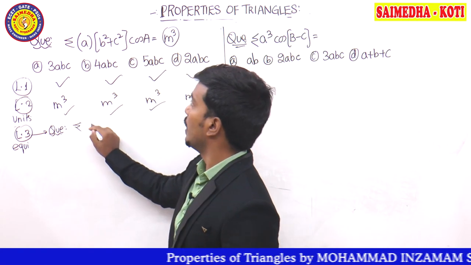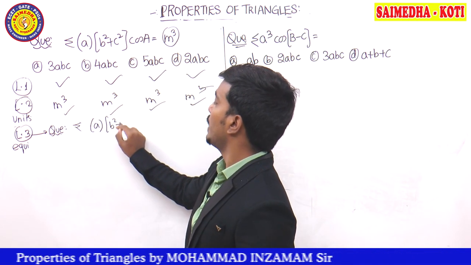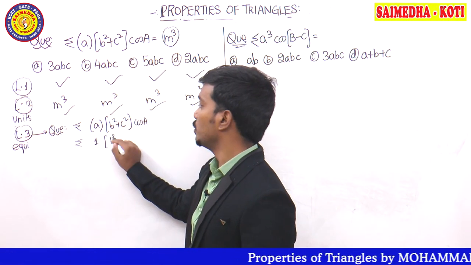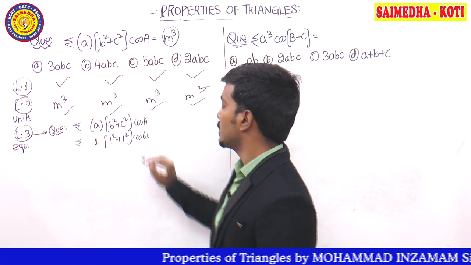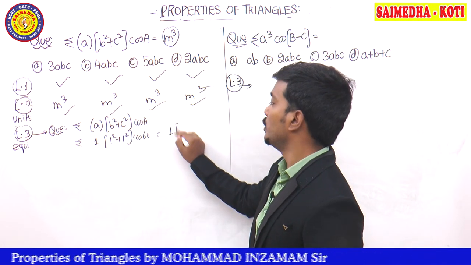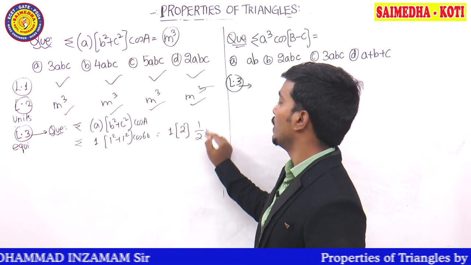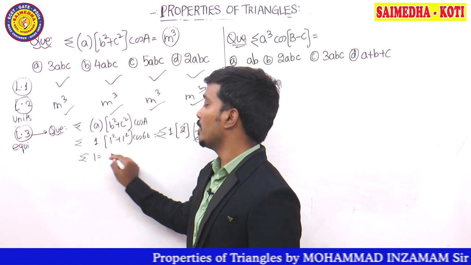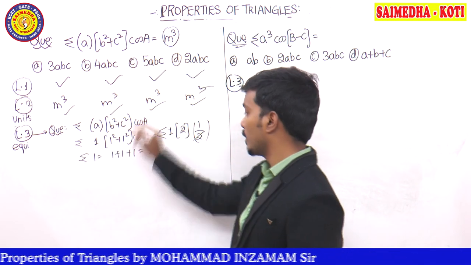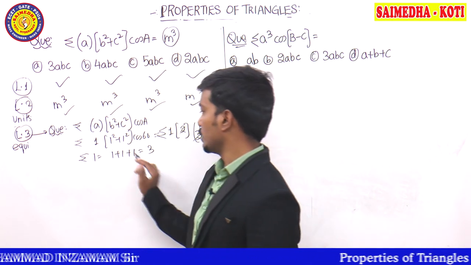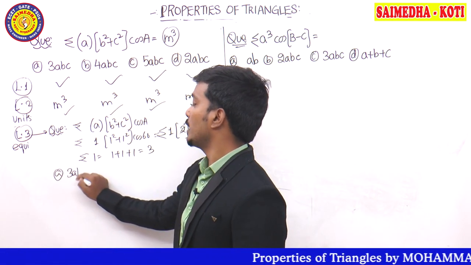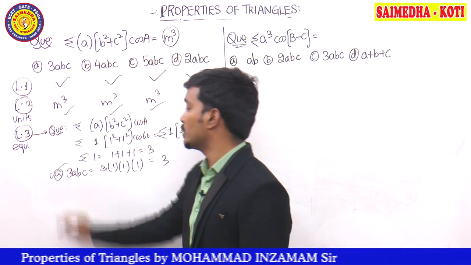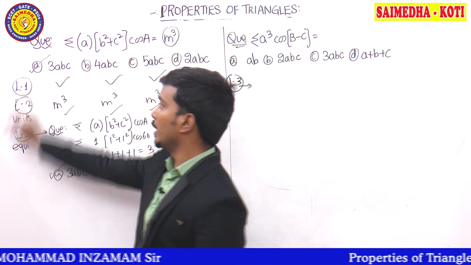The question given is sigma A(B square plus C square) cos A. So what can we write here? Sigma 1 into (1 square plus 1 square) cos 60. So what does the answer become? 1 into 2 into cos 60, which is 1 by 2, guys. Sigma stays as it is. The 2 and 1 by 2 cancel. Sigma 1 equals 1 plus 1 plus 1. The answer becomes 3. So which option is going to give you the answer 3, guys? 3 into 1 into 1 into 1. So option A itself gives you the answer 3. So option A is your correct answer.